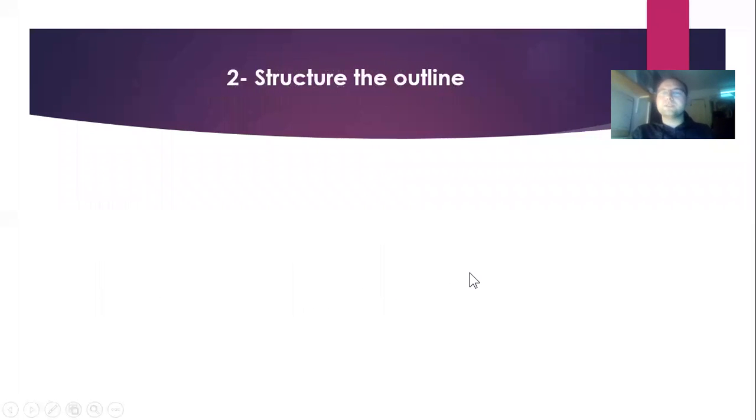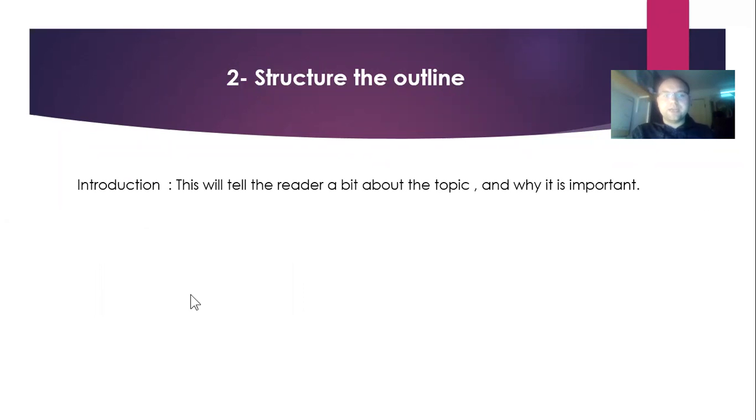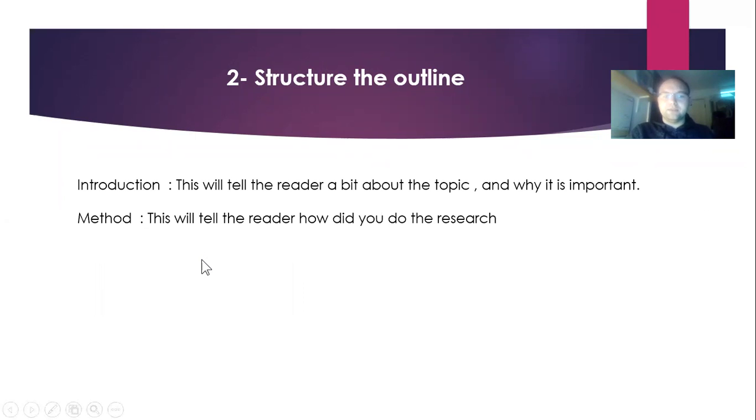So then you have to start structuring your outline. Any research paper should have, of course, an introduction, and then you'd have a method. So in the introduction, this will tell the reader a bit about the topic and why it is important. That's how you would write it.